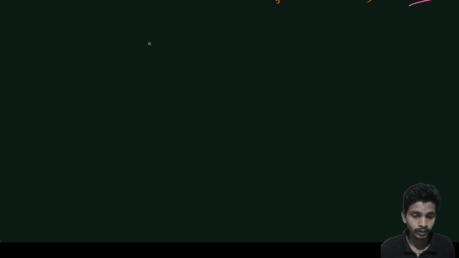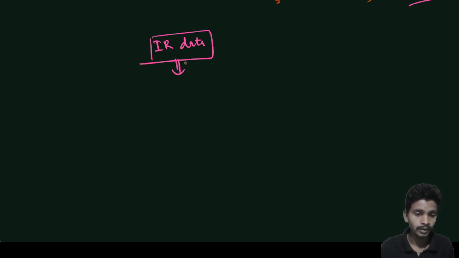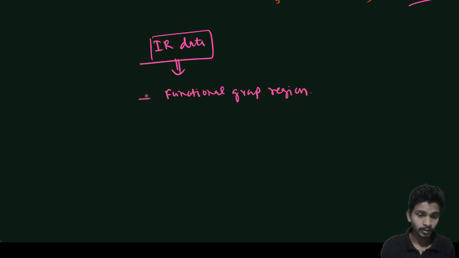So we'll discuss IR data, and that is only the functional group region. We will not discuss the fingerprint region. This functional group region range is 1500 to 4000 centimeter inverse. And here what type of vibrational modes are there?